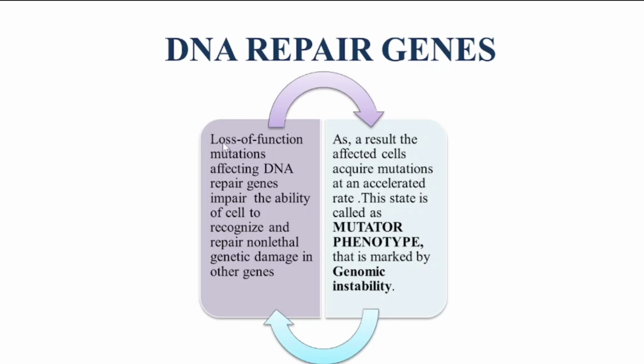What will happen if there is a loss of function of these DNA repair genes? If there is a loss of function mutation, the affected cell will continue to acquire mutations at an increased rate, and this state is called the mutator phenotype. And since numerous genetic damages keep on accumulating, it will lead to instability of the genome.